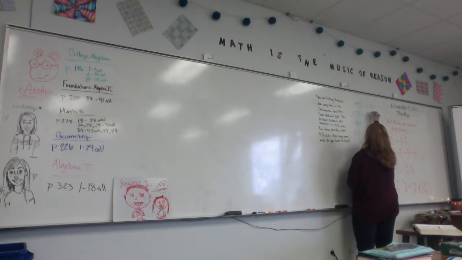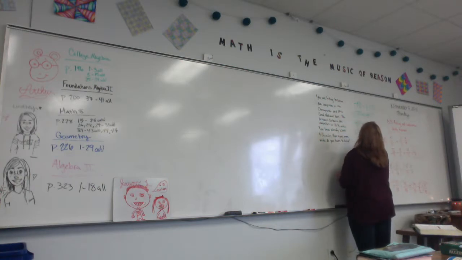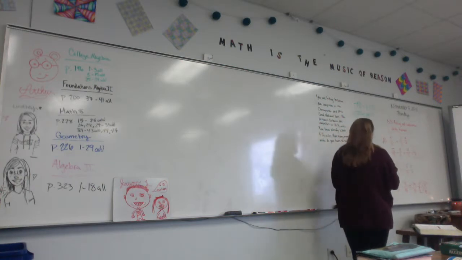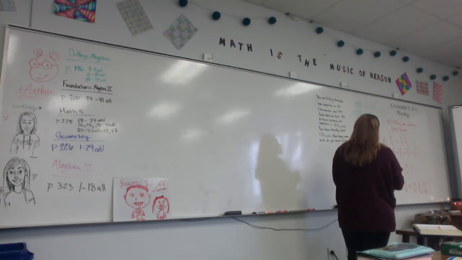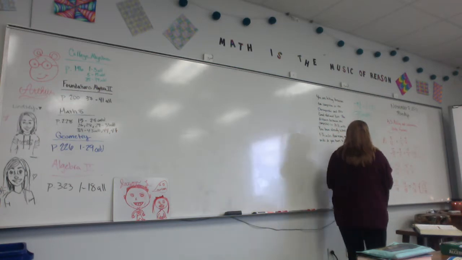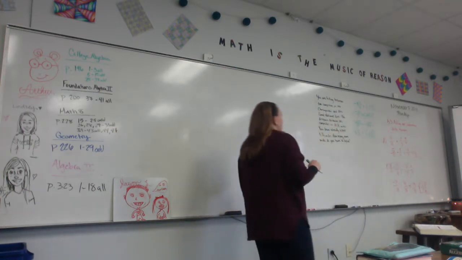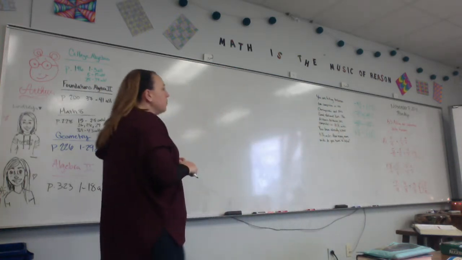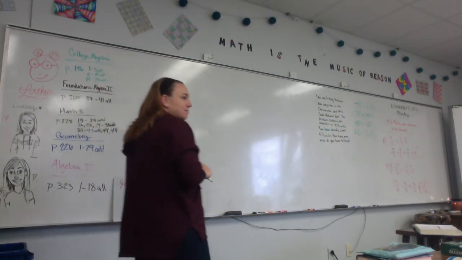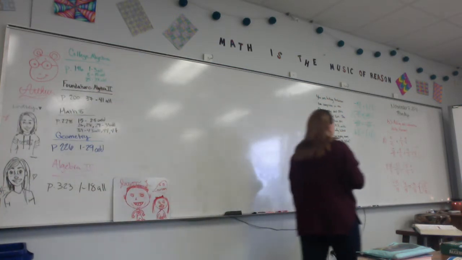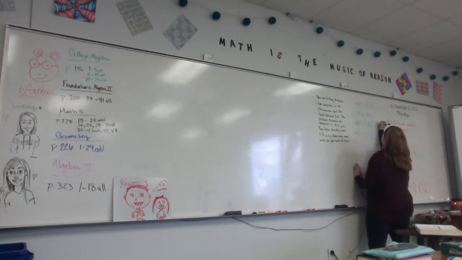What do I have to multiply this by? 5. So what is 5 times negative 28? 5 times 8 is what? 40. 5 times 2 is? It's negative 140. Over 55. Now, what is negative 242 over 55 plus negative 140 over 55? Negative 382 over 55.